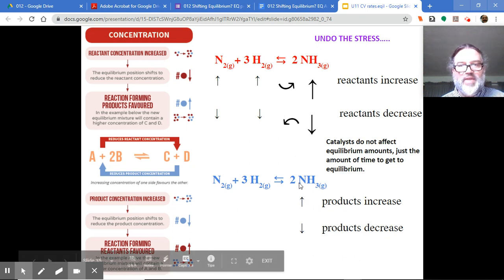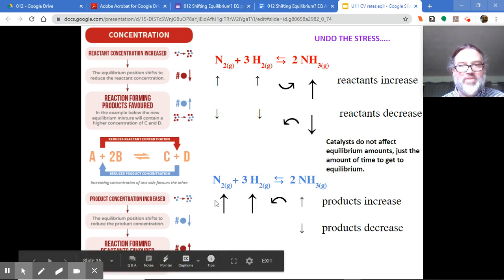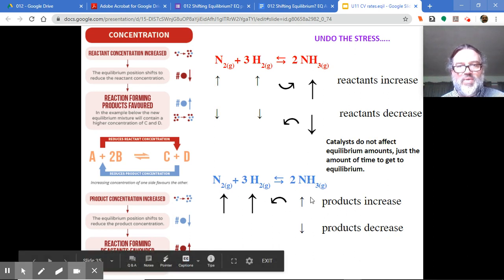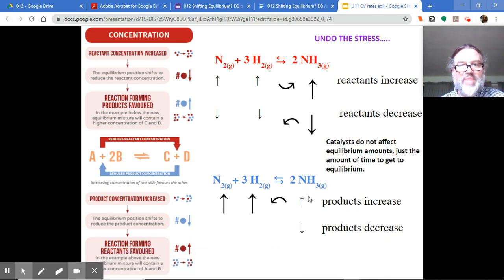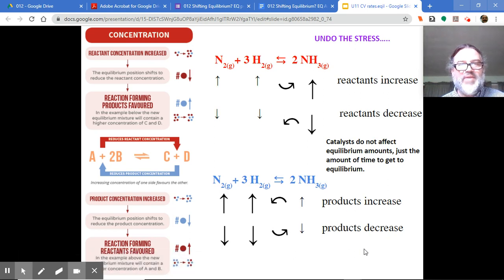On the product side, if I increase the amount of this when it's at equilibrium, well, to undo the stress, if there's too much of this, I want the reverse reaction to go on, and you'll see that it shifts this way, and I'll make more nitrogen and hydrogen. And if I somehow can remove this, well, I want to replace that. I want to undo the stress and get it back. And so what you'll see is the curvy arrow goes that way. This is the most basic way, and that's just by adding or removing actual reactants and products. That's what we can do to undo the stress.